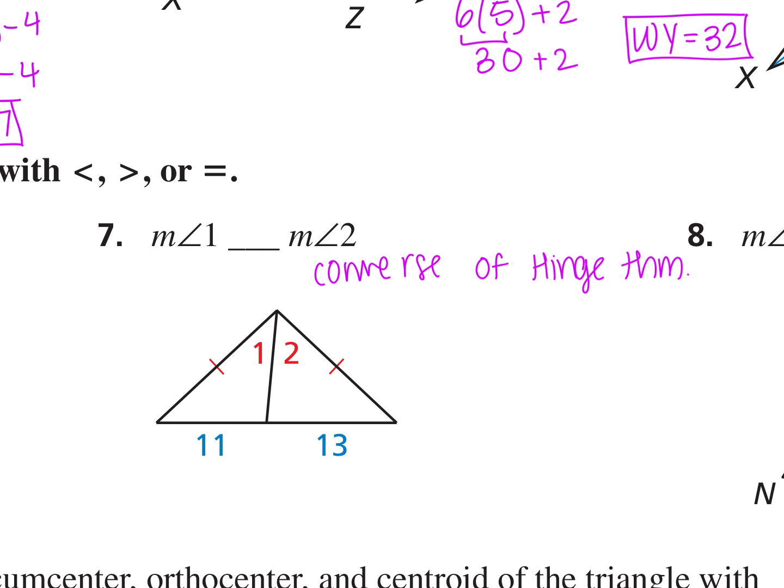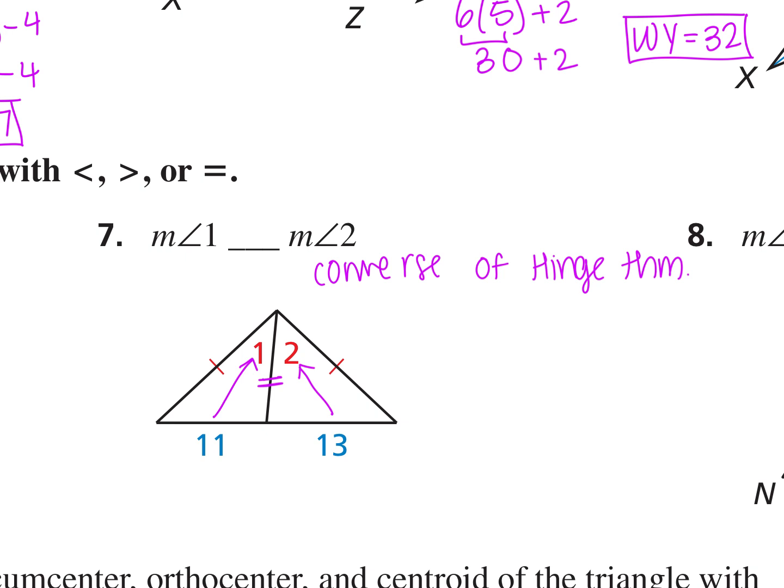And now again, I need to find my two sides. They're going to be congruent. These two are congruent. And then my reflexive side is going to be congruent. And then I'm going to look at my sides, and then look at my opposite angles. I have 11 for one side and 13 for one side.